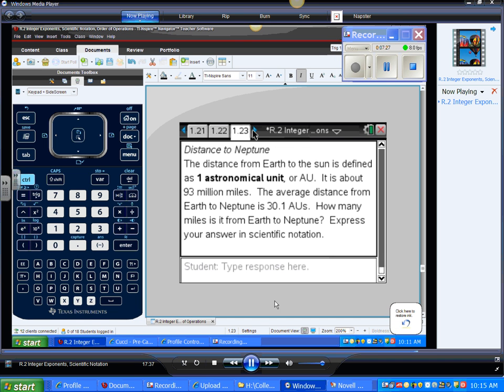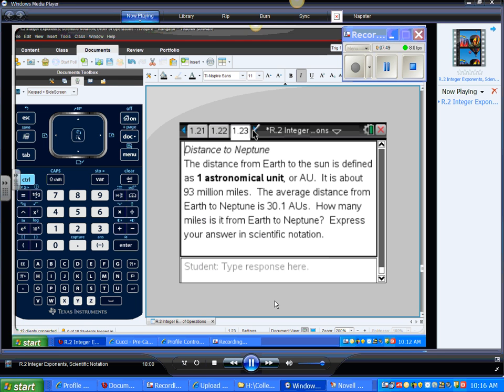Distance to Neptune. The distance from Earth to the Sun is defined as 1 astronomical unit, or AU. So that's Earth to the Sun. It is about 93 million miles. The average distance from Earth to Neptune is 30.1 AU. How many miles is it from Earth to Neptune? Express your answer in scientific notation.